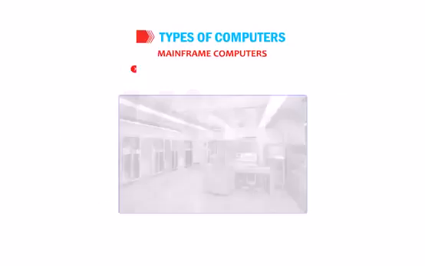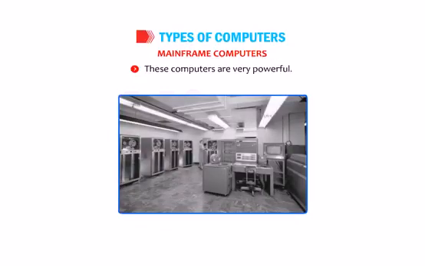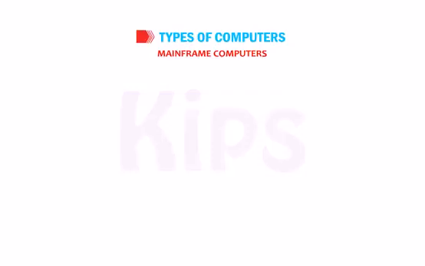Mainframe computers. These computers are very powerful. They are big in size with a large memory and high speed. They are designed to tackle huge amounts of data. More than 100 users can use a mainframe computer simultaneously. These computers are used in a networked environment.